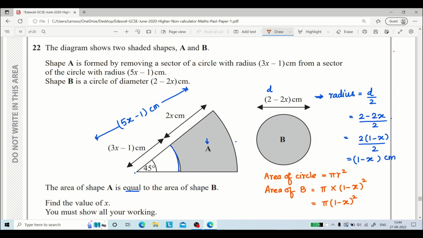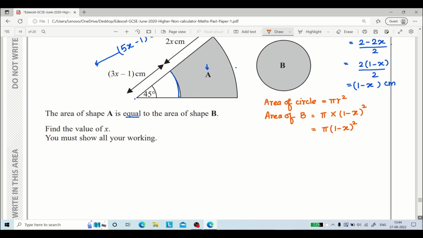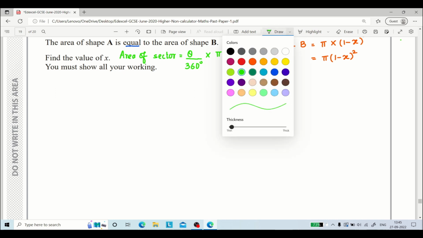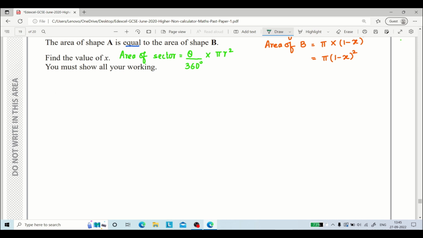Now coming to area of shape A. As I discussed, we'll have to subtract the area of that whole sector minus the area of the unshaded portion. That will give us the answer for area of shape A. So starting with the working now. Area of sector is equal to theta over 360 degrees into pi r square. So now starting with our solution.